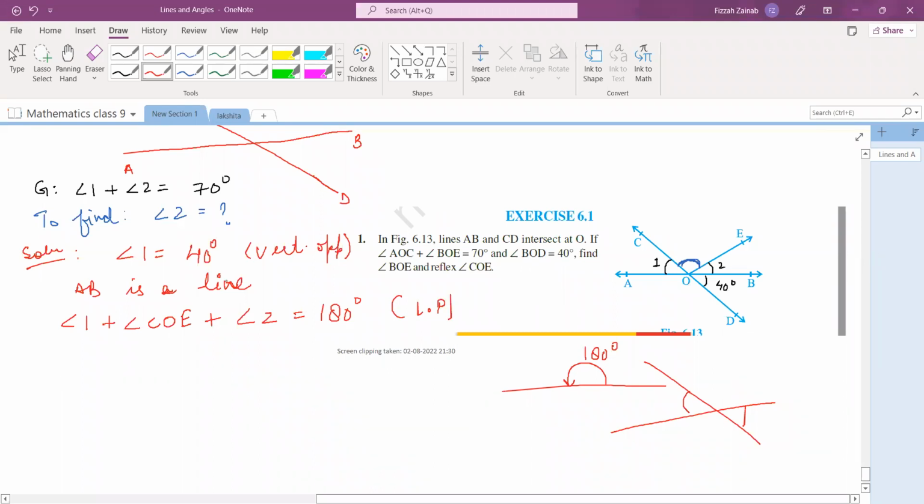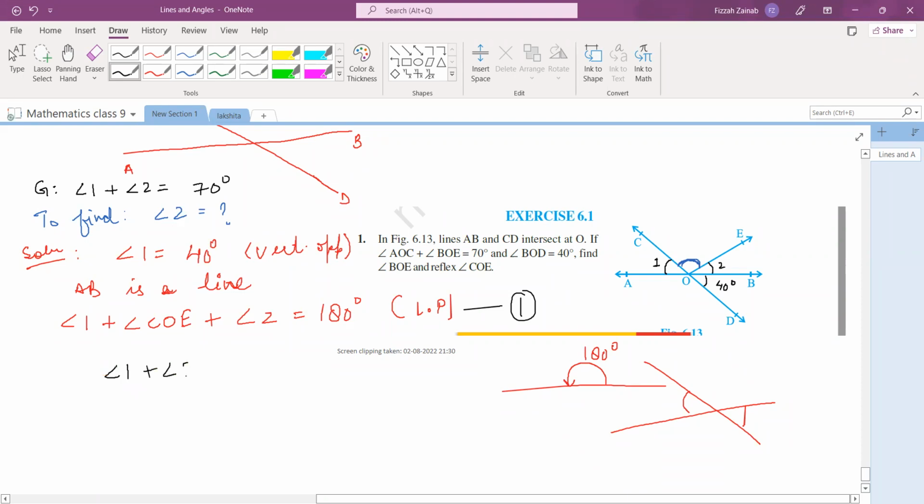Fine. Now angle 1 I have already found, 40 degree. So 40 plus angle COE. No, I'll do one thing. Let's not put 40 here. Just mark it as equation number 1, right? Okay. Now use this condition.